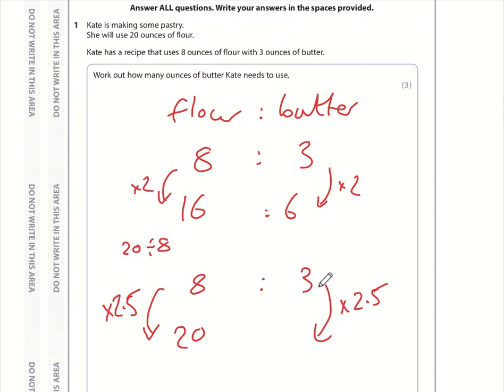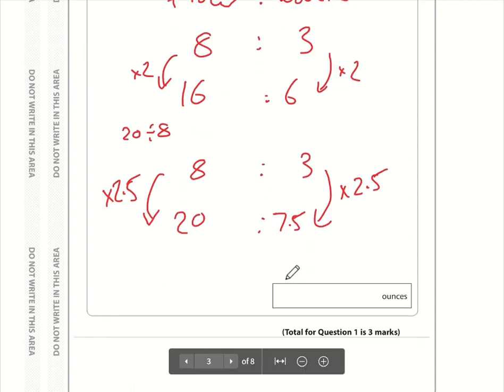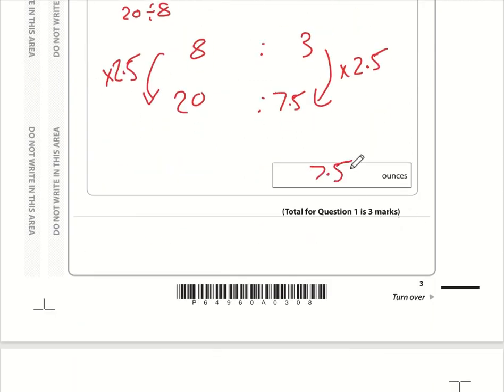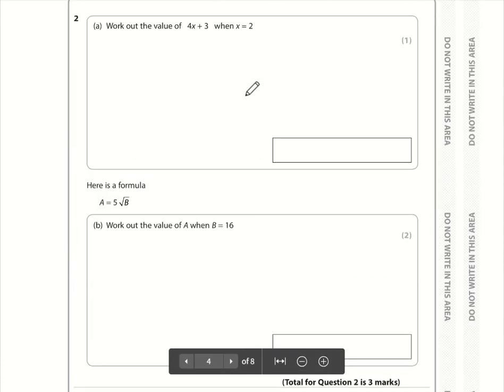And 2 times 3 is 6. Half of 3 is 1.5. And 6 plus 1.5 is 7.5, so 7.5 ounces of butter to 20 ounces of flour. So that's the answer, 7.5 ounces.